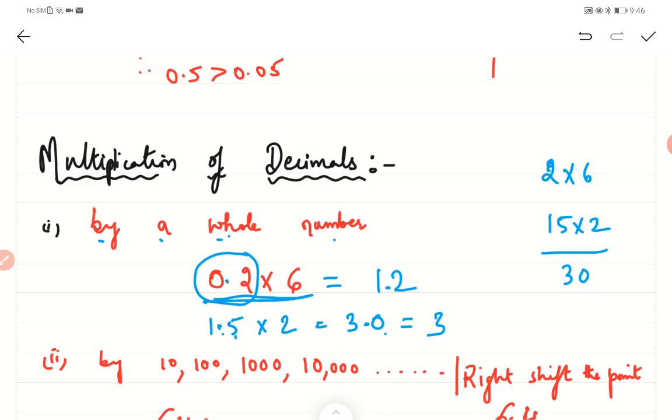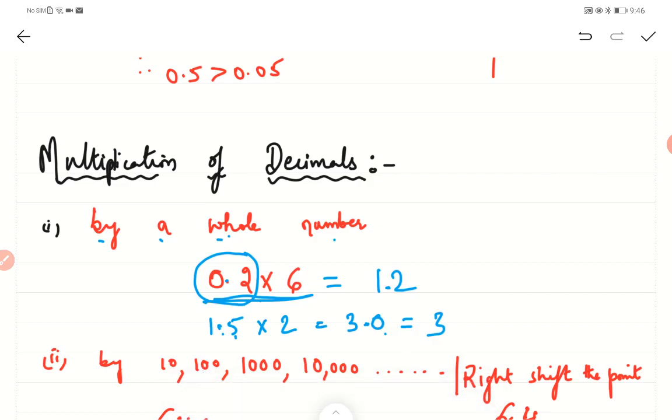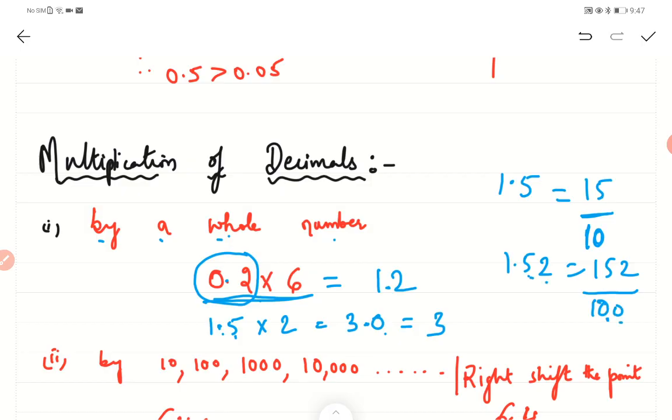I also want to show you one thing, so that further it will be easy for you. I can take 1.5 as 15 by 10. If I want to change this decimal into a fraction, a simple thing I can do is take the number 15 divided by 1 followed by as many zeros as the numbers you have on the right side. Similarly, if it is 1.52, I will write this as 152 divided by 100. After the decimal you have two numbers, so I am taking two zeros.